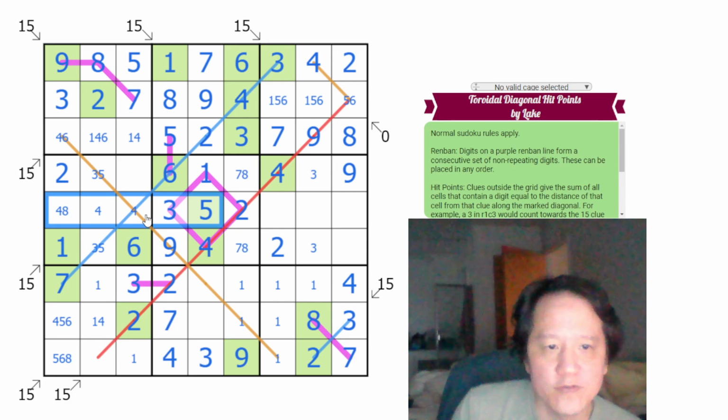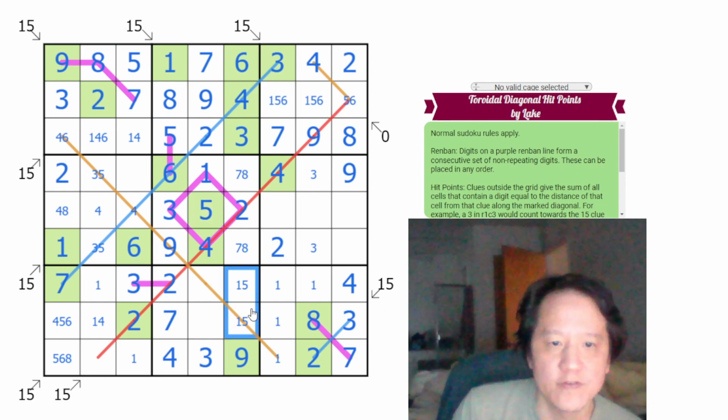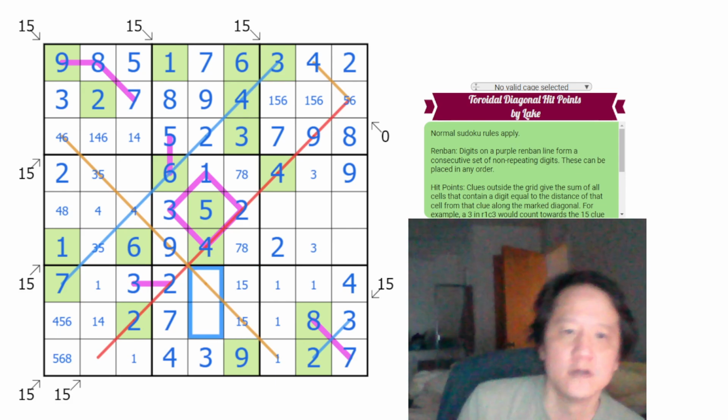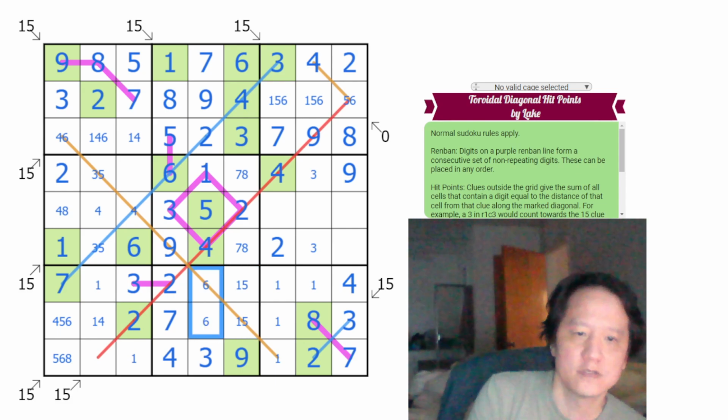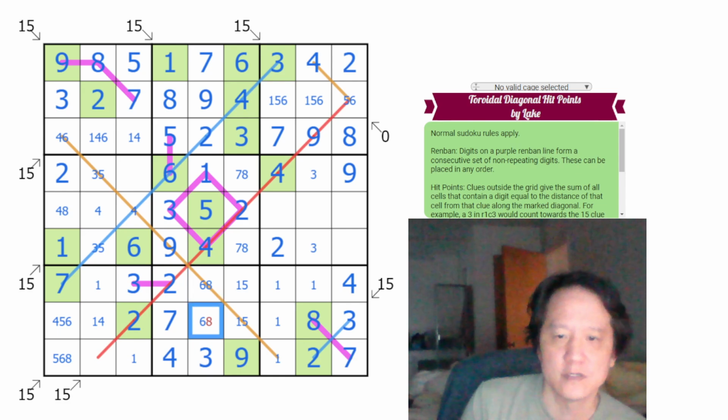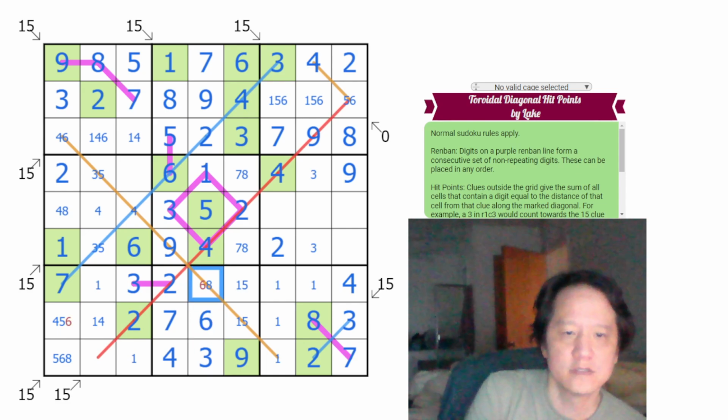So this can't be 5. This can't be 5. One of these is 5. One of these is 5. So this is a 1-5 pair. Okay. 1, 2, 3, 4. This is 6 or 8. Okay, so that's 6. This is 6. This is 8.